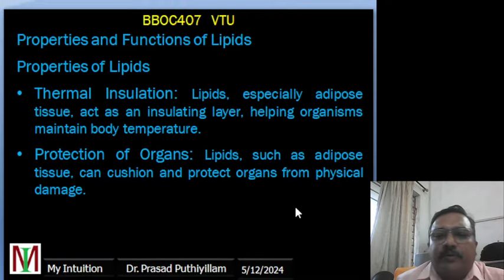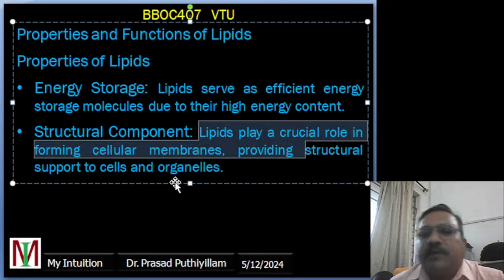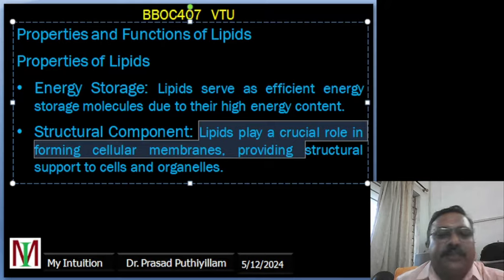Now move on to the next, that is structural component. Lipids play a crucial role in forming cellular membranes, providing structural support to cells and organs.